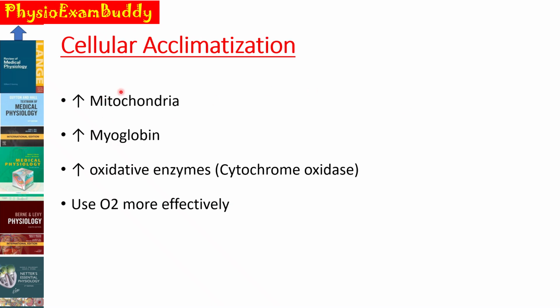Next is about the cellular acclimatization, the changes occurring in the cells. That is, there occurs an increase in the number of mitochondria, increase in the cellular oxidative enzyme systems, especially the cytochrome oxidase, increase in the myoglobin level. Therefore, it is presumed that the tissue cells of the high altitude acclimatized human beings also can use oxygen more effectively than can their sea level counterparts.